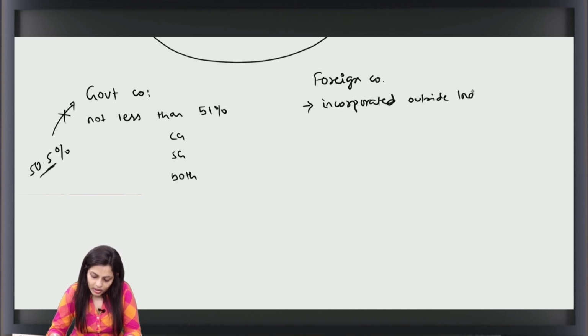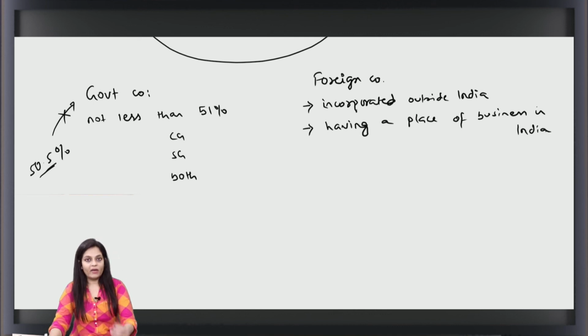So why are we talking about them here? Because they are incorporated outside India and have a place of business in India. When we say incorporated outside India and having a place of business, that means they are not incorporated in India. All these multinational companies that you see are not incorporated in India, but they have business in India. You are earning from India, so you should have certain filing requirements. That is the reason we define them.